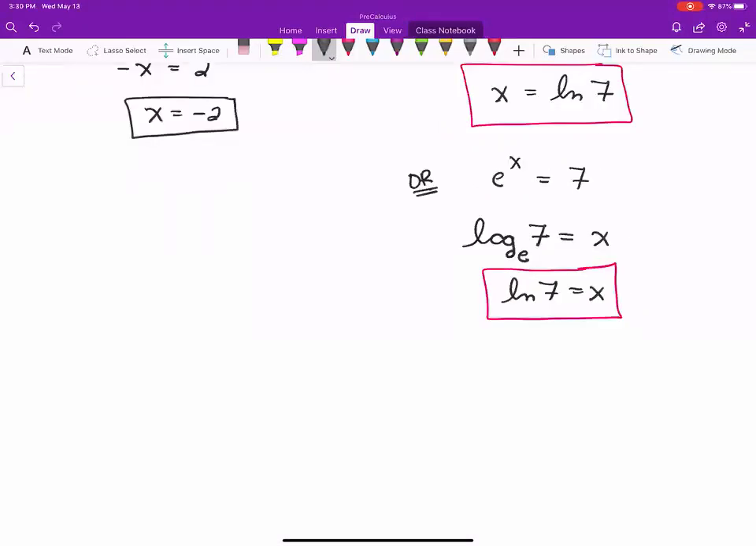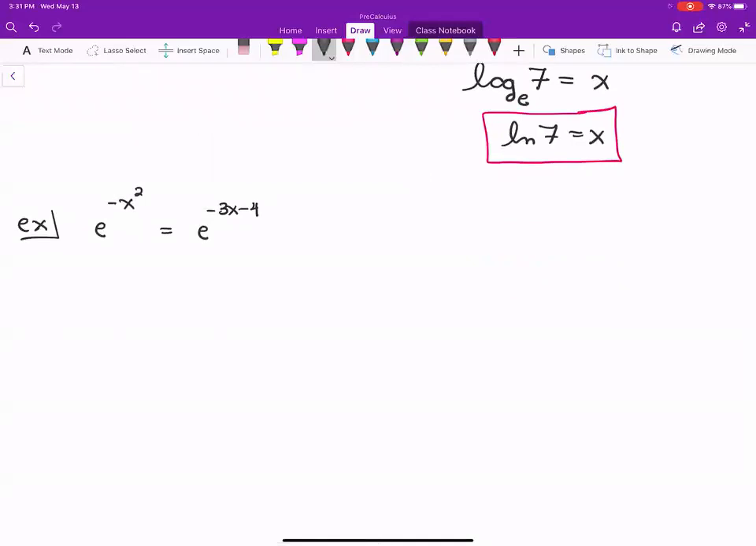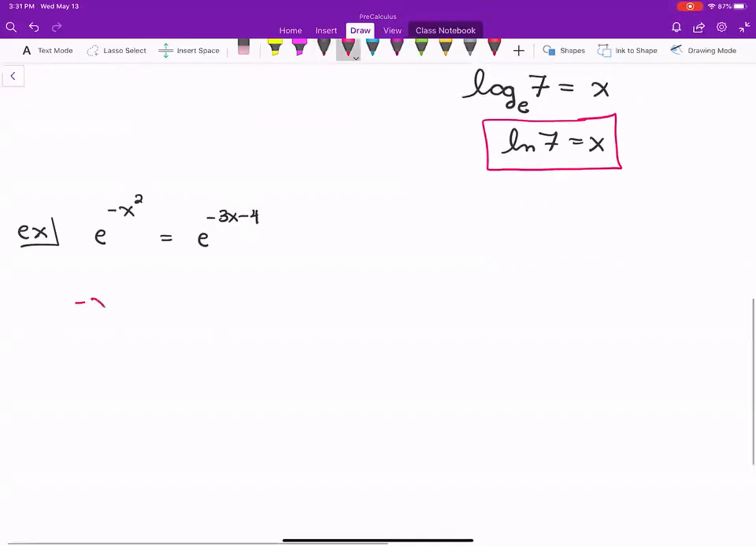All right, so what about if I have something like e to the -x squared equals e to the -3x minus 4? Okay, well, this is very straightforward. You're solving for x, but the base is the same. So I'm just going to go ahead and say, all right, base is the same. That means that the exponents have to be the same.